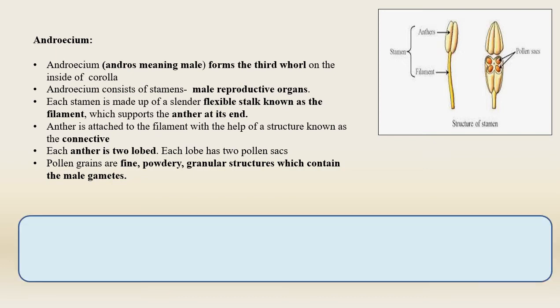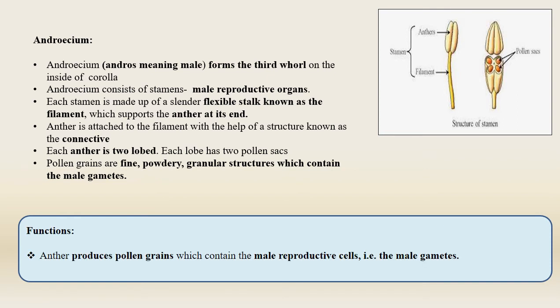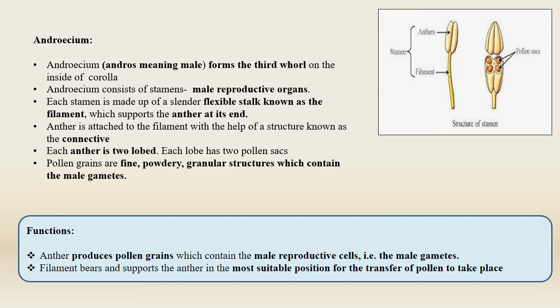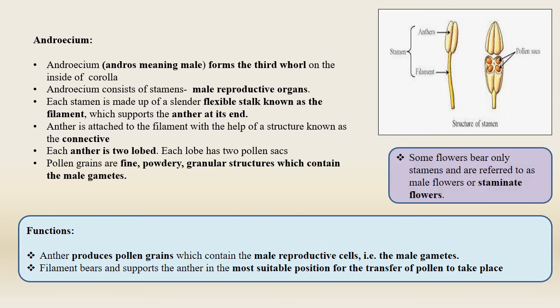Functions. The anther produces pollen grains, which contain the male reproductive cells, that is, the male gametes. The filament bears and supports the anther in the most suitable position for the transfer of pollen to take place. Some flowers bear only stamens and are referred to as male flowers or staminate flowers.